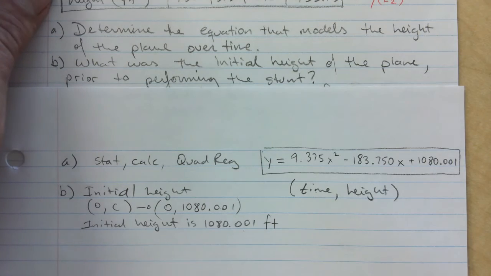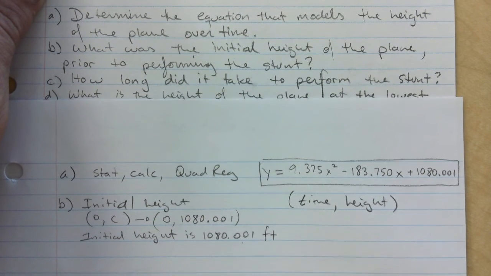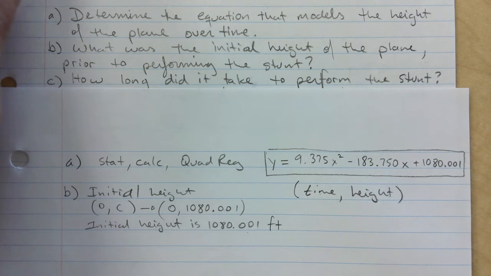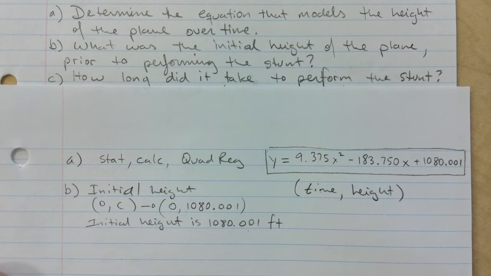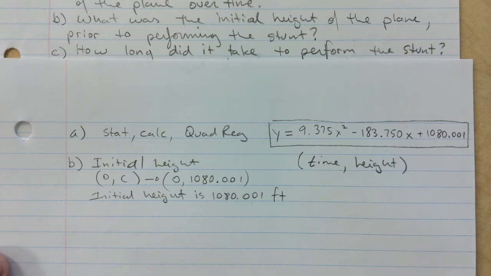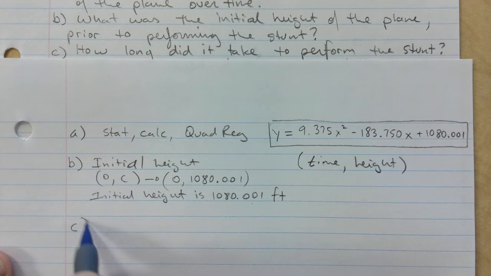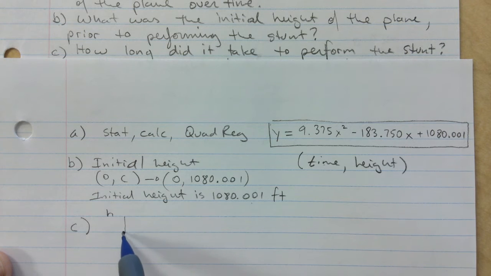Okay. C. How long did it take to perform the stunt? How long? So I'll give you a visual, right? It starts here at the initial height. So technically I have something like this, time and height. So it starts here, and then it does a stunt. It comes back to here.